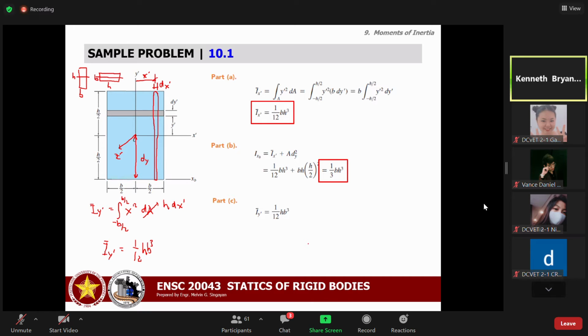Now, with I bar x prime and I bar y prime, you can solve for J bar C. That is equal to the sum of I bar x prime and I bar y prime. So that value is 1/12 bh times h squared plus b squared. And that's the answer.